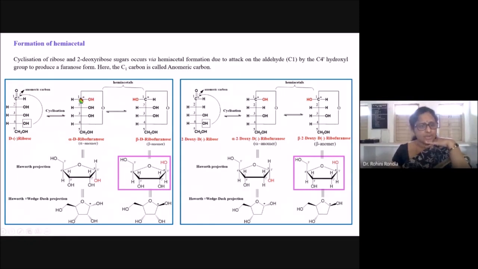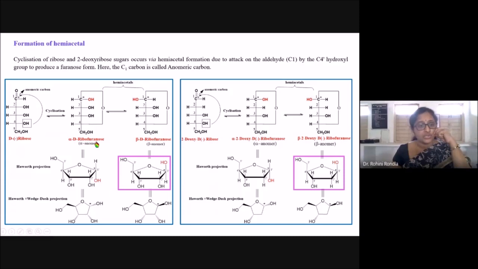What are anomers? Anomers are the cyclic saccharides, those in cyclic structure. So this is the anomeric carbon. If the OH group is on the right side, the name is alpha. Remember, it is called alpha D ribofuranose.